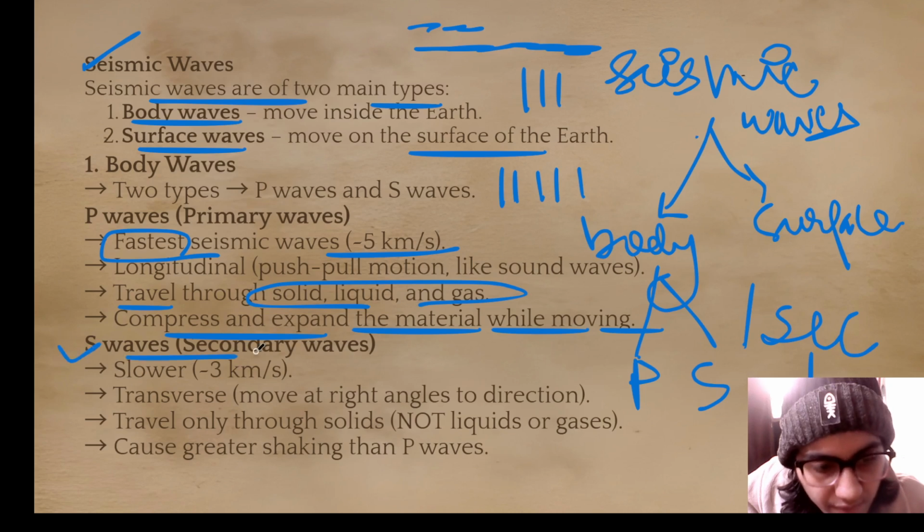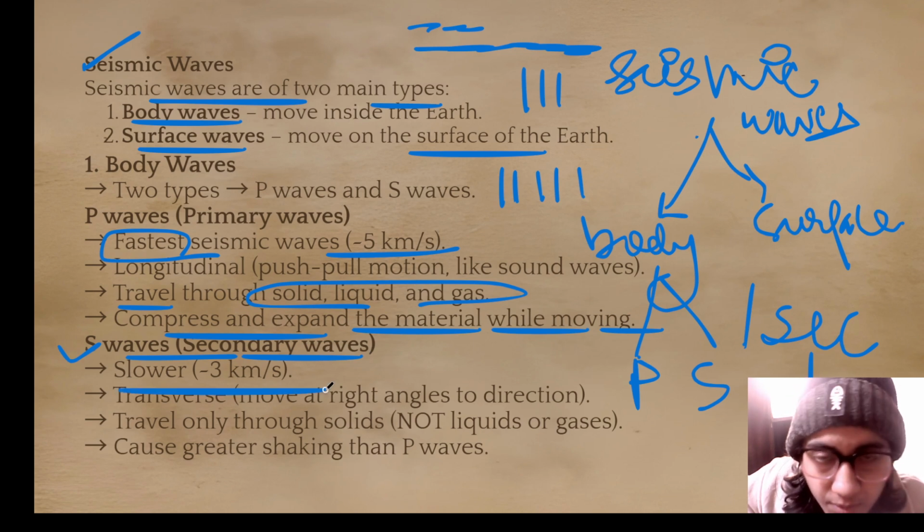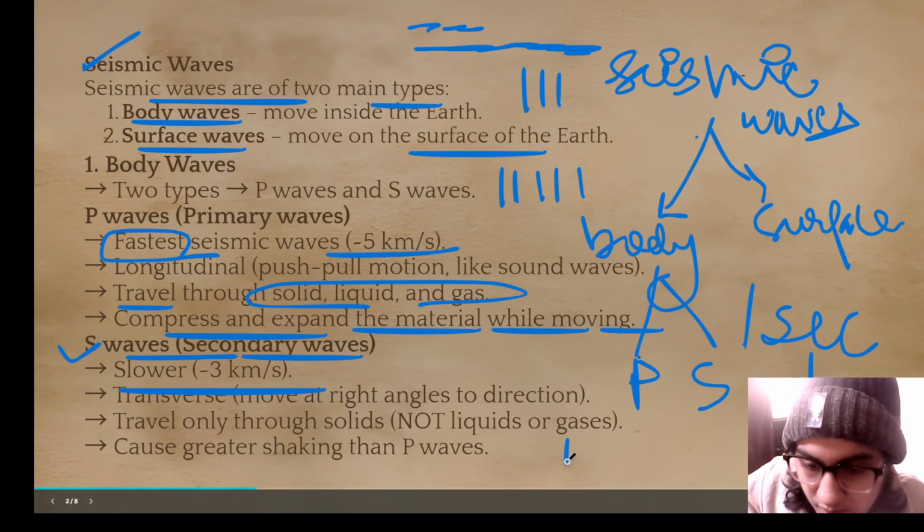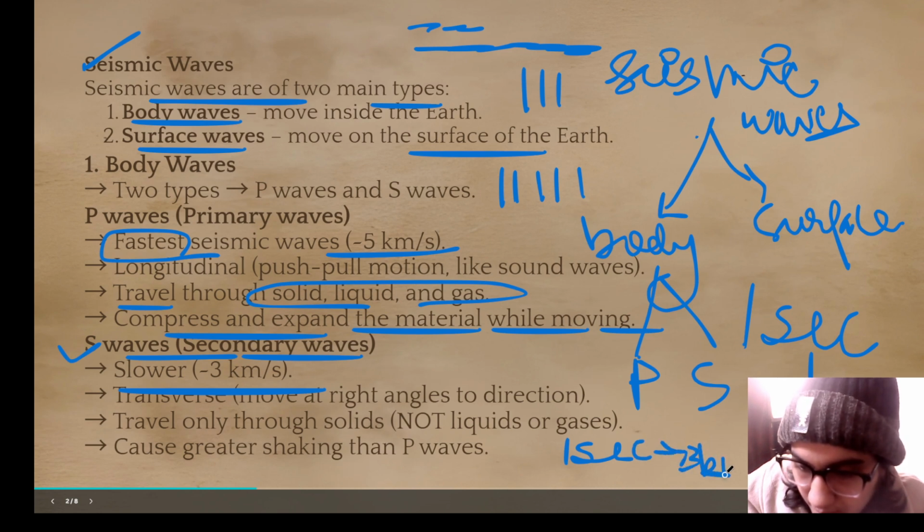Now we have S waves. S waves are the secondary waves. So it is slower than the primary waves. 3 kilometers per second, that means in 1 second it covers 3 kilometers. So you can clearly see the difference.